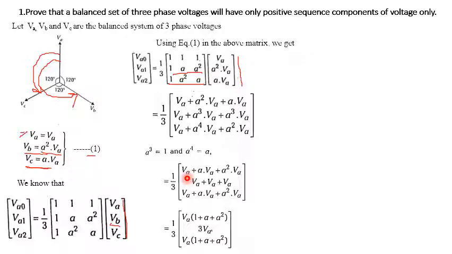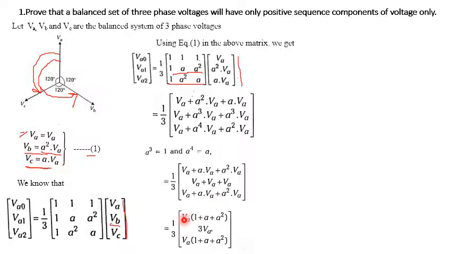So what we'll get, we will make some rearrangement. So VA plus A into VA plus A square into VA. Do not get confused here. So here this term will go to next, and here we are writing 1 A into A square, so 1 plus A square. So here A cube is nothing but 1. So this will become 1 VA plus VA plus VA. So similarly for this one, A to the power of 4 can be written as A, and A square.